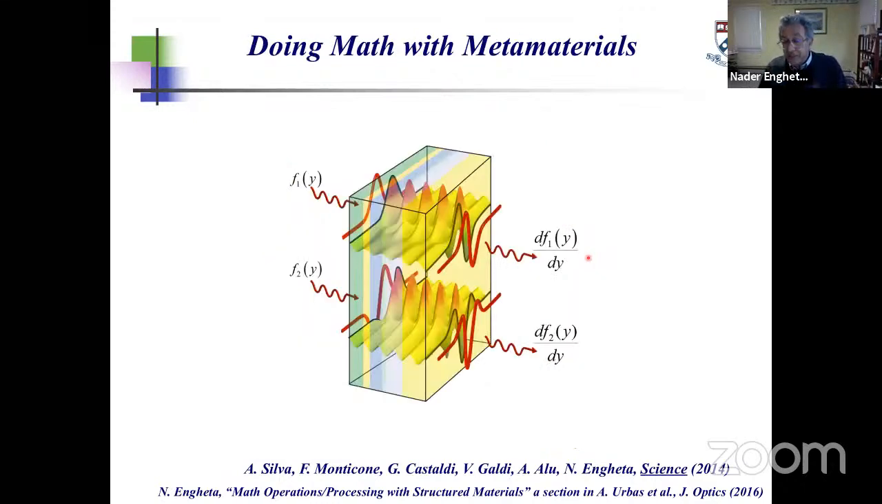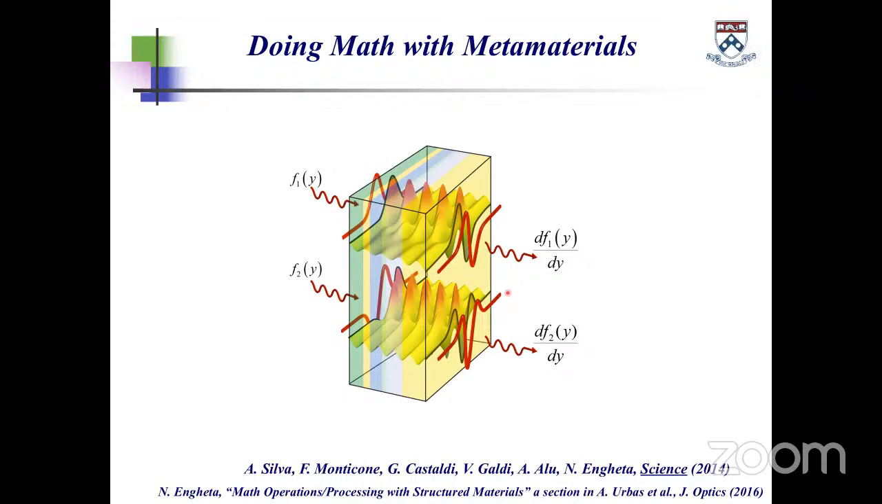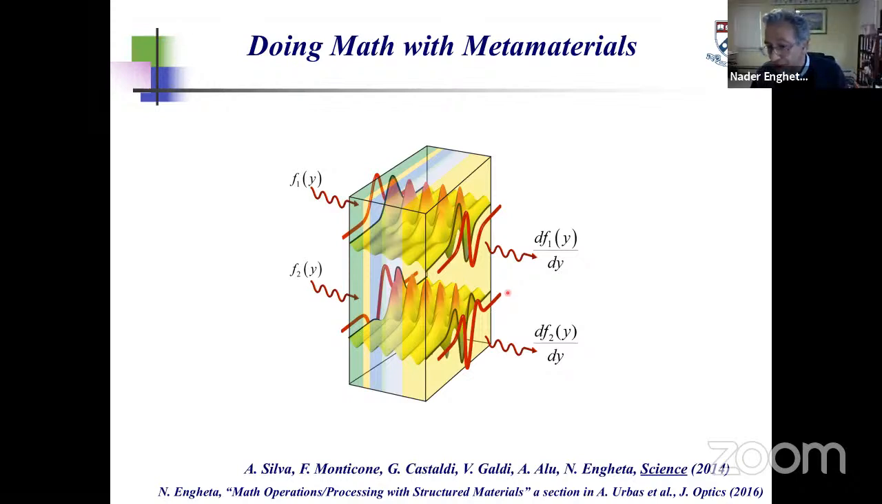Back in 2014, we proposed the idea that it is possible to have layered materials with the proper thickness of each layer, with the permittivity of each layer chosen, such that when you send a monochromatic wave with an arbitrary profile into the structure, by the time that wave comes out, obviously it's the same frequency because it's a linear material, but the profile can change. Is it possible to design this material so that the profile of the wave coming out resembles the derivative of the profile going in?